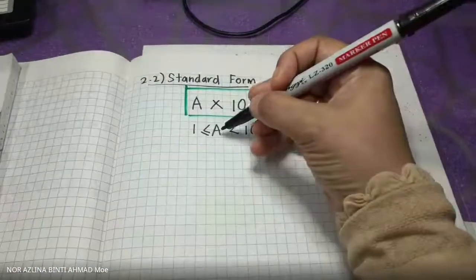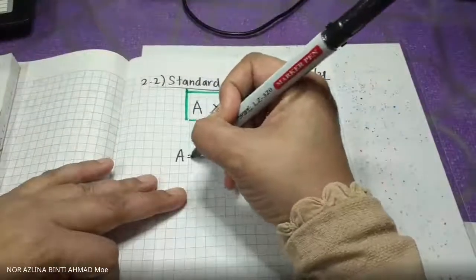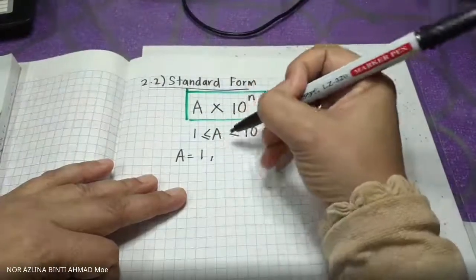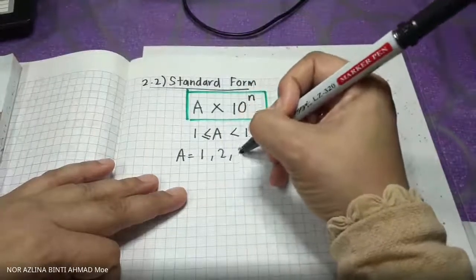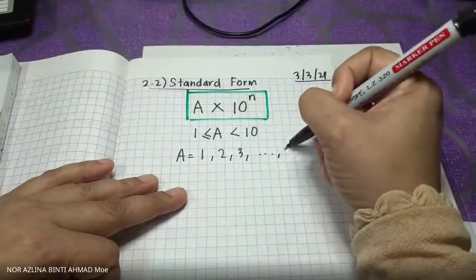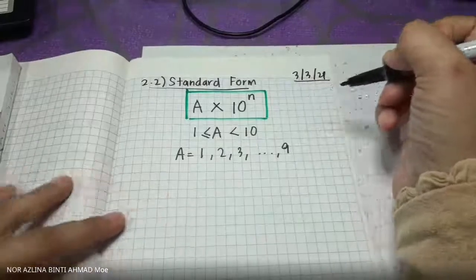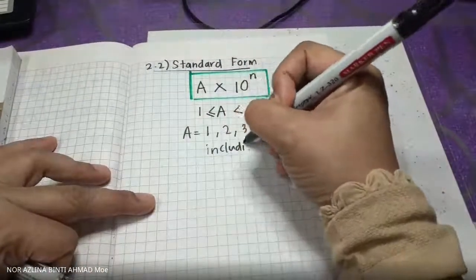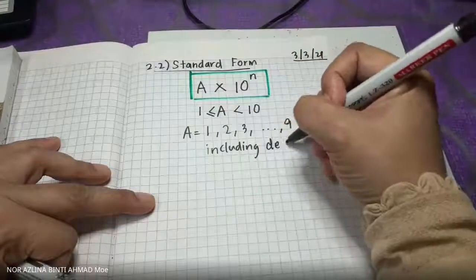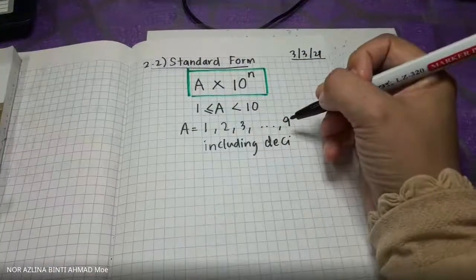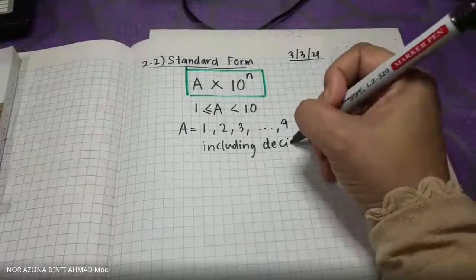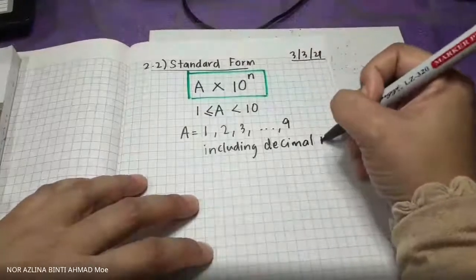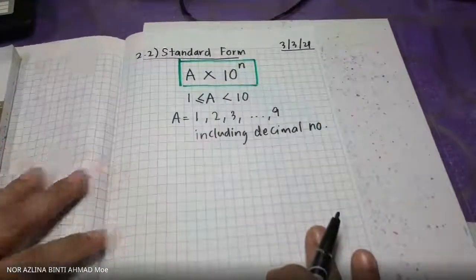So the number a can be 1, 2, 3 until 9. Can be decimal number also, including decimal number. Okay, this is standard form.